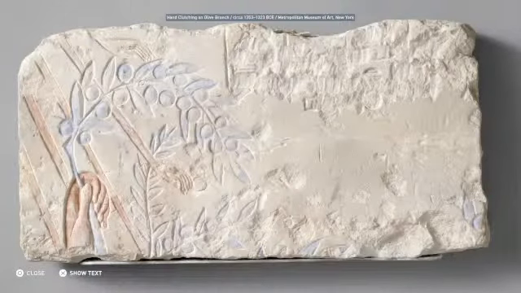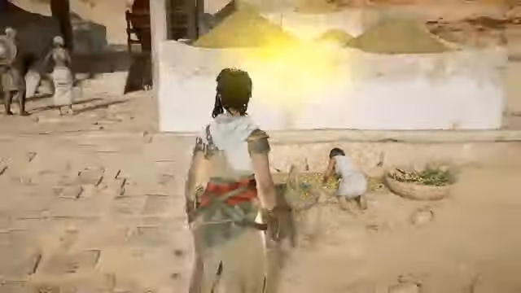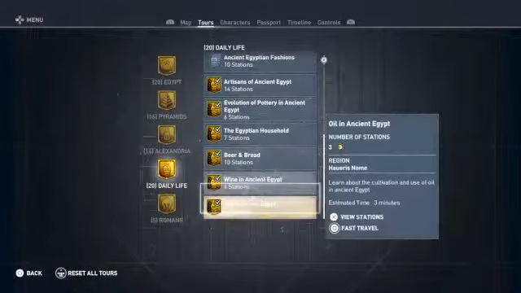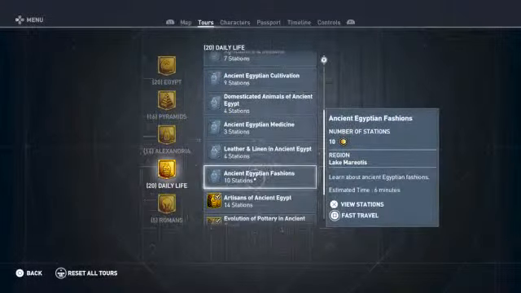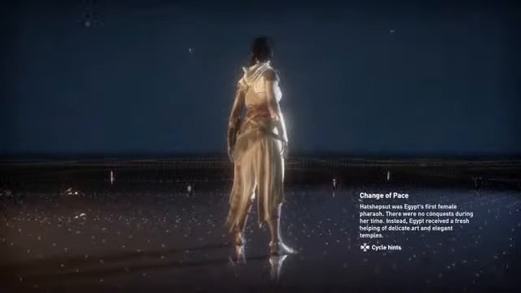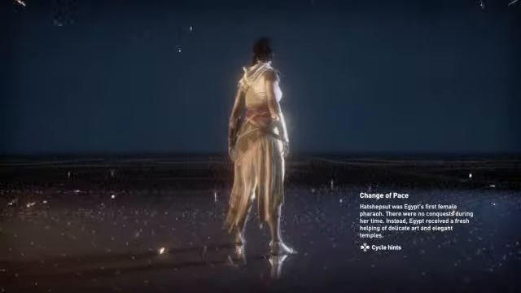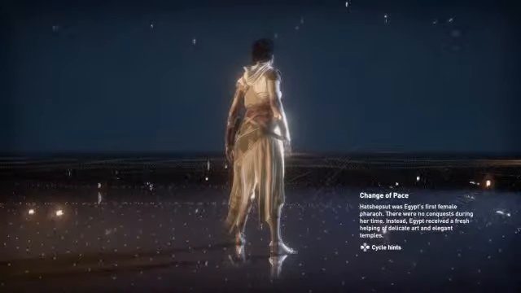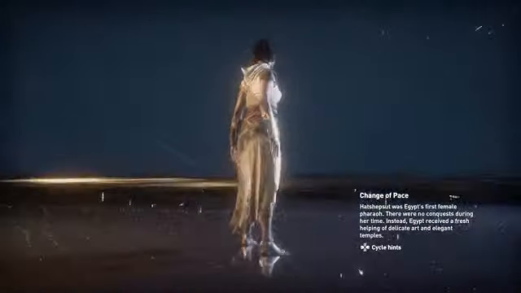Circa 1353, 1323 BCE, Metropolitan Museum of Art in New York. And there is that. So, that is that portion of it, I guess. And yeah, we're gonna go into ancient Egyptian fashions. And work our way back up from there, you know?